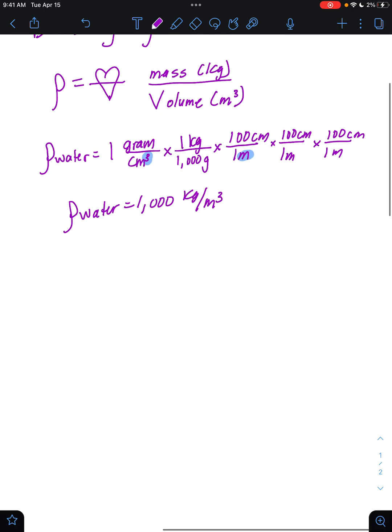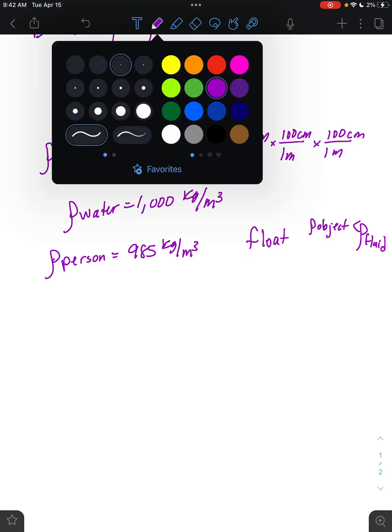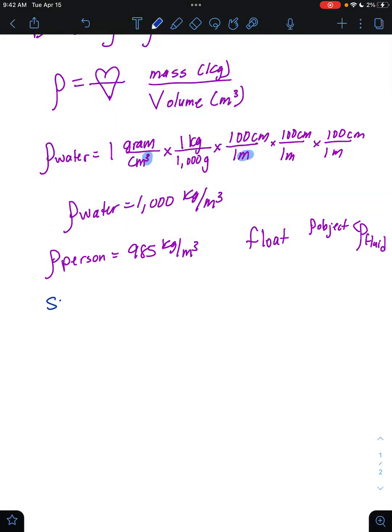Talked a little bit too yesterday about how the density of the average person is about 985 kilograms per cubic meter, which means that they would float, because you're going to float when the density of the object is less than the density of the fluid. But we could even figure out what percentage of your body would be submerged by doing this new equation we have for specific gravity.